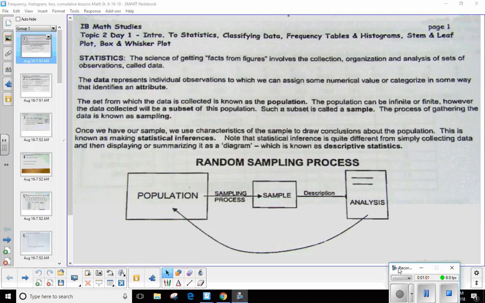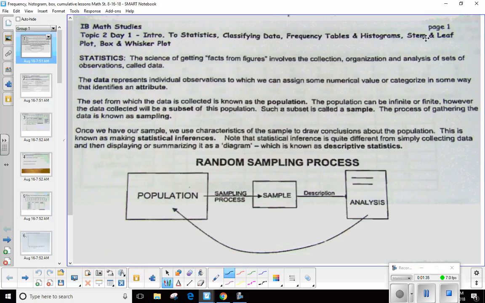Well, let's see what we got today. We're going to be looking at intros to statistics, classifying data, frequency tables and histograms, stem and leaf plots, box and whisker plots. Probably the one I'm not going to spend a whole lot of time on is the stem and leaf, because I've never seen one of those show up on the paper exams. It's a good way to catalog your data, just not one of the better ways. It's just not typically used. Box and whisker are definitely going to be better. Frequency tables, histograms.